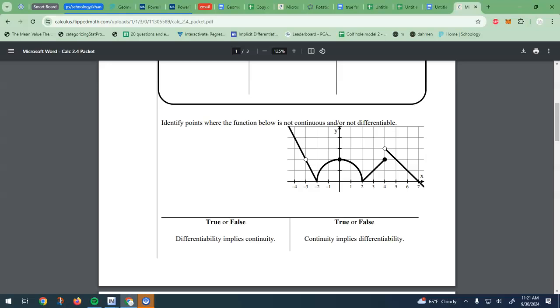Continuity implies differentiability. So if something is continuous, it doesn't automatically mean you're going to be able to take the derivative. It does not, and what would a counterexample look like? Like a corner. That's continuous, I didn't pick up my pen, but I can't take the derivative at that spot. So this is no or false.